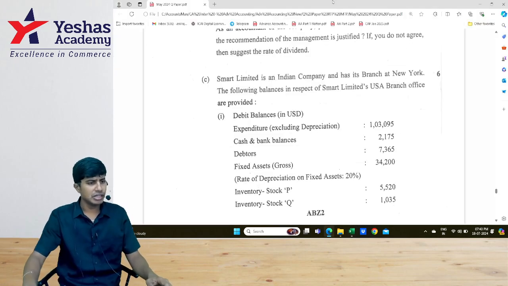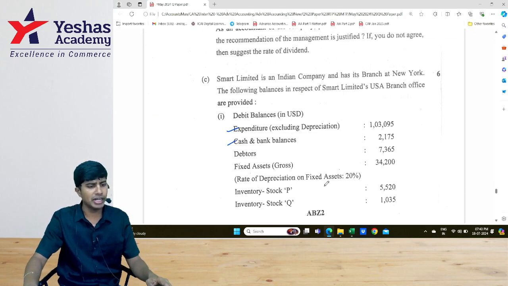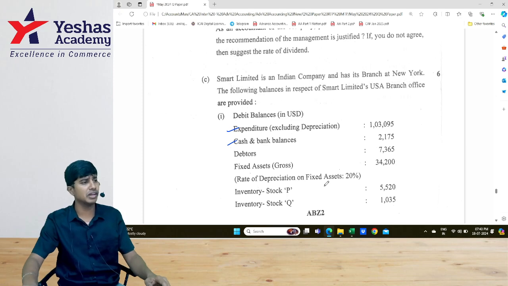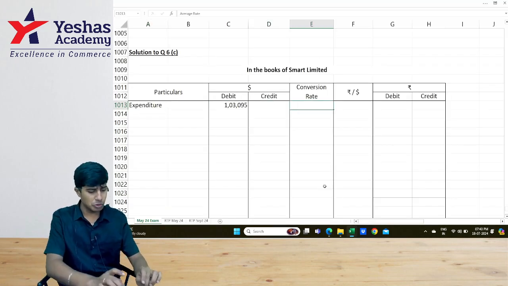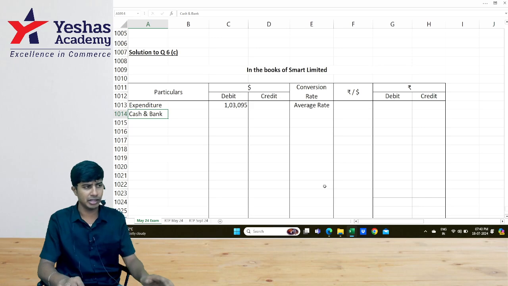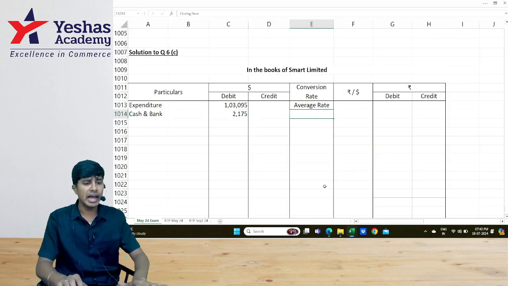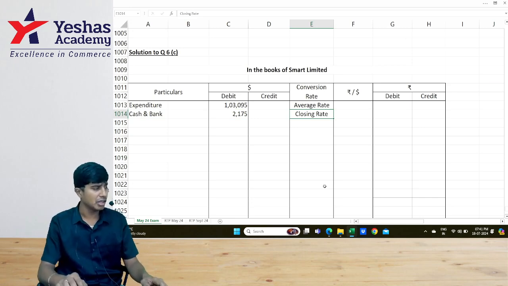After expenditure, the next item that I have is cash and bank balances. Monetary item, cash and bank balance 2175. I'll convert it at the closing rate. For expenditure I'm supposed to apply the average rate. I don't know the average rate, so I'll write the heading and keep it waiting. Cash and bank balance $2175. I have to apply the closing rate. I don't know the closing rate, so I'll keep it waiting.